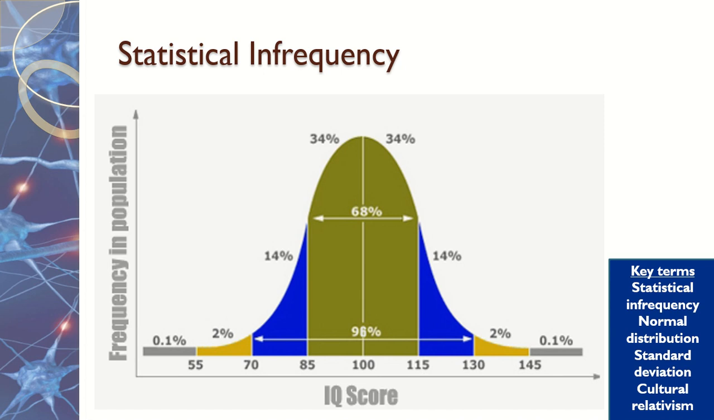So this is the graph that we're looking at. So you're looking at the frequency in population, and in this case as an example IQ scores. So we know that the average IQ is 100 and a low IQ, so an abnormal IQ would be 70 or 120.